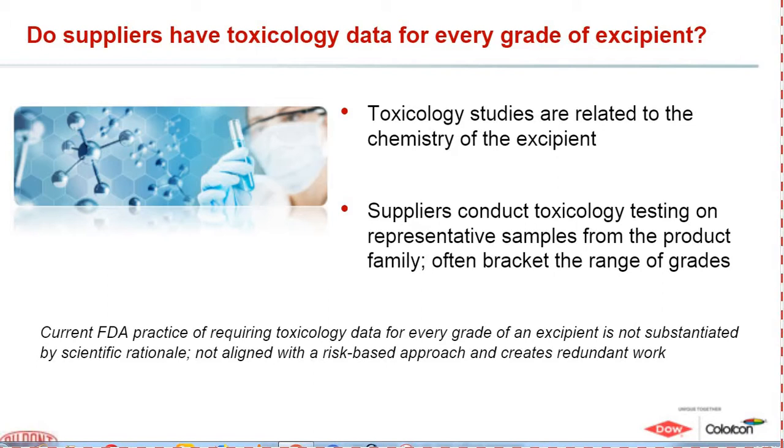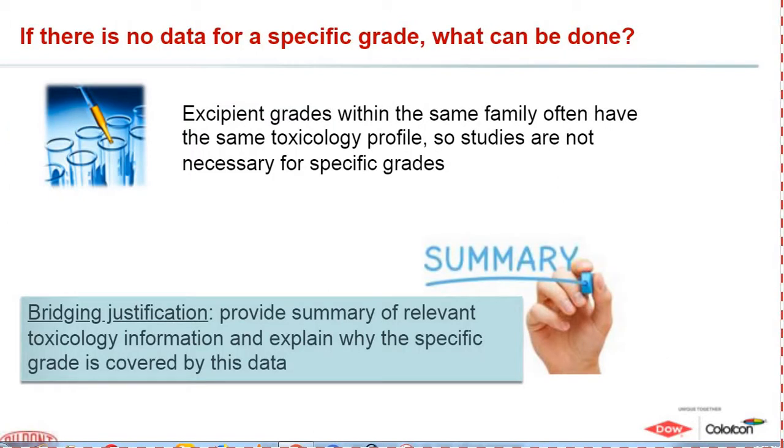So one issue facing industry currently is that the FDA practice of requiring tox data for every grade of an excipient is not substantiated by scientific rationale and is not actually aligned with FDA's risk-based approach, and it creates redundant work. Additional tox studies are not going to be done by suppliers because the tox studies that exist represent the toxicology for that product family. So if there's no tox data for a specific grade, what can you do? As we mentioned, the excipient grades within a family often have the same tox profile, so we don't have to do studies on specific grades.